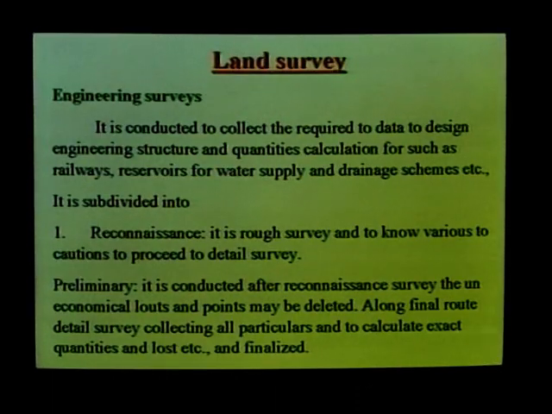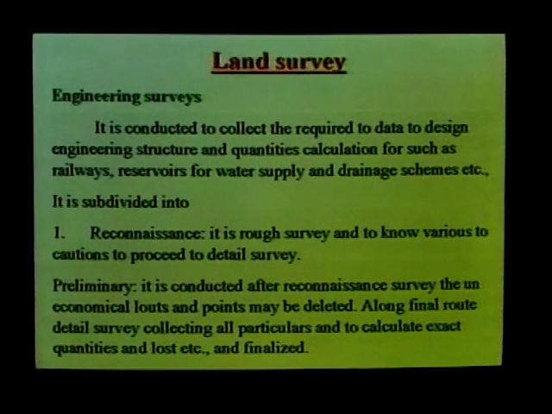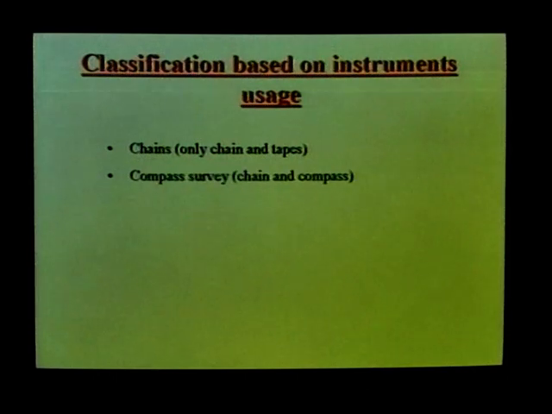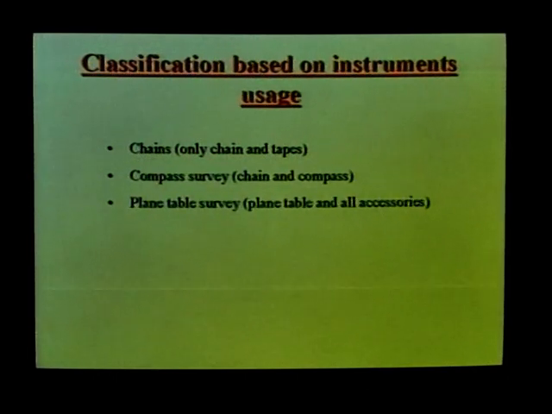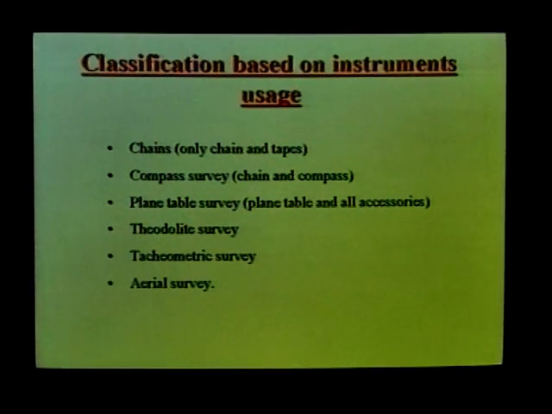Reconnaissance survey is a rough survey to know various cautions before proceeding to the detailed survey. Preliminary survey is conducted after the reconnaissance survey. The uneconomical layouts and points may be deleted along the final route. Detailed survey collects all particulars to calculate the exact quantities required for the various things. Classification based on instrument usage: chain, compass surveys, plane table, theodolite and tachometer, and aerial survey.